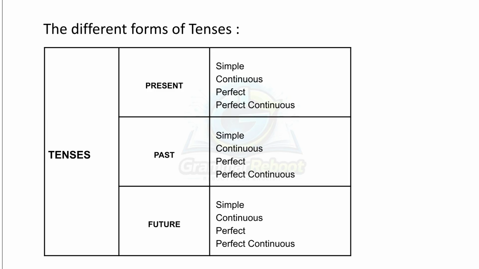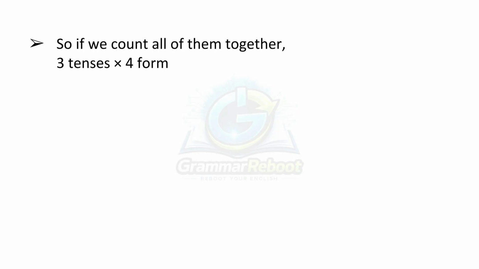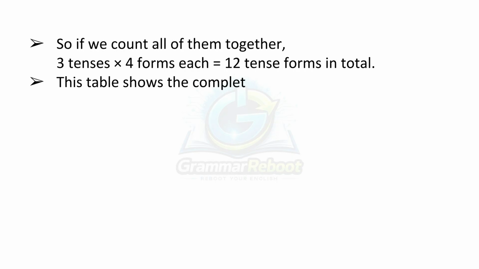Now let's move to the past tense. Under past we have simple past, past continuous, past perfect continuous. And finally, the future tense. Under future, we have simple future, future continuous, future perfect continuous. So if we count all of them together, 3 tenses times 4 forms each equals 12 tense forms in total. This table shows the complete structure of English tenses. Now, we will learn each one step by step with examples.